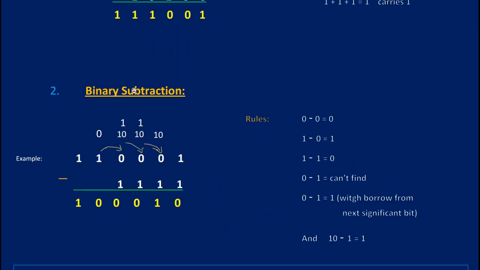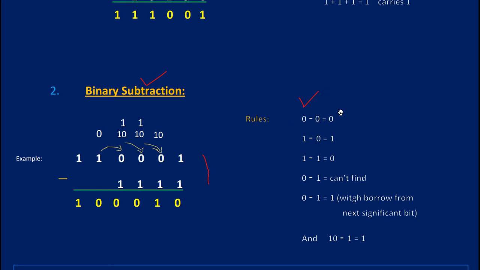Now next, let's do binary subtraction. This binary subtraction has too much confusion when we are doing this type of calculation. So keep in mind what I am going to tell you, because binary subtraction can give you too much confusion. But when you listen to me very carefully, it will be very easy for you all. So keep in mind the rules for binary subtractions.